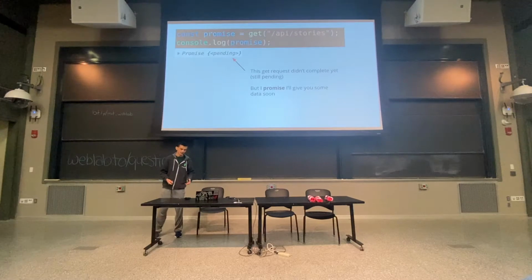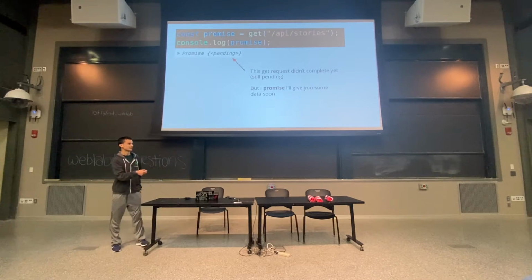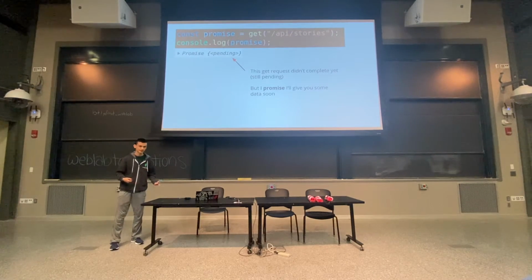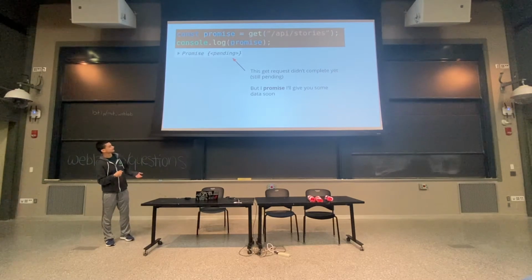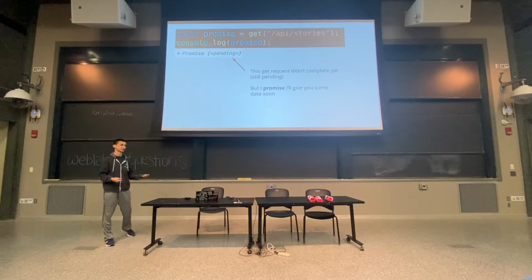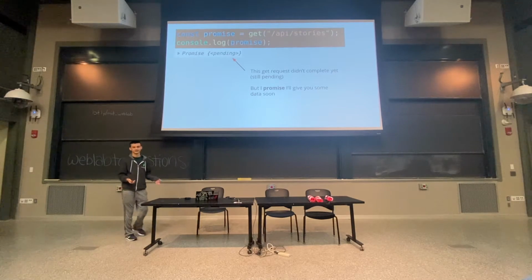So what if I did this? So we have a GET request, and we told you that GET requests have promises. So if you just print it out, it would just say in your console, this is a promise and it's pending, because it doesn't have your data.